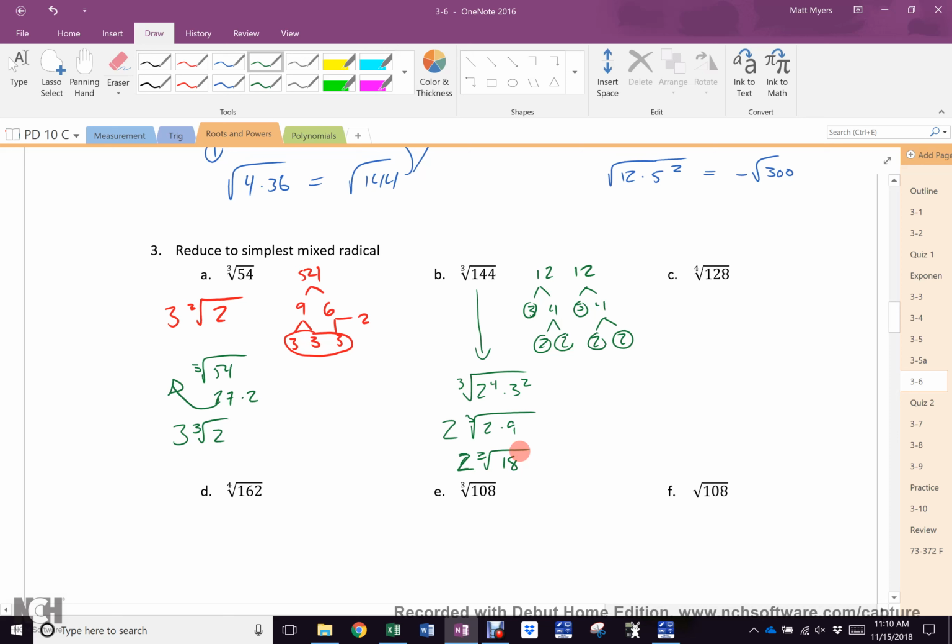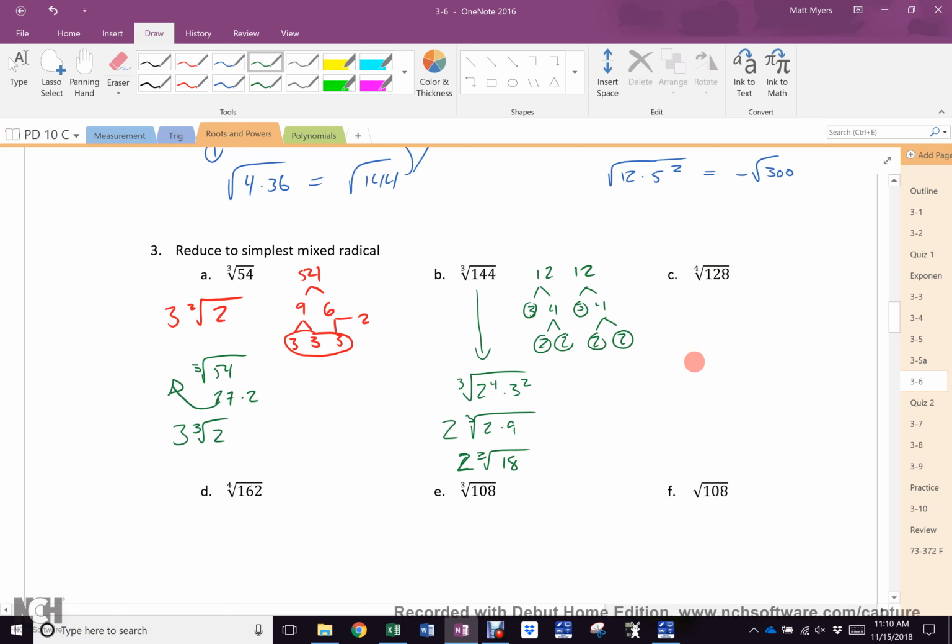Okay. What is different in C? There's an index of 4, which means what size of factor group am I seeking? 4. Does anything else change? No. So I have done this so many times that I can do this with a 4th root, because I know some 4th roots. But most of you probably do not.